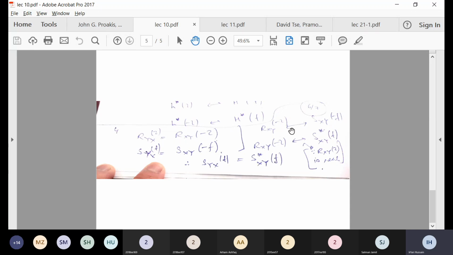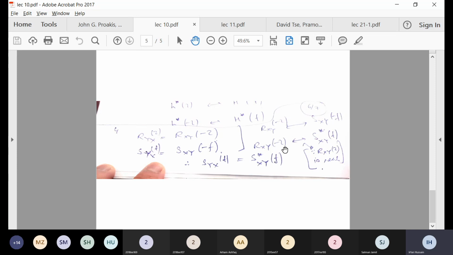This is r_xy of minus tau. This will be S_xy of minus f. All right, then I can say that r_xy of minus tau can also be written as S_xy conjugate of f, because again we know that this cross correlation is between two random processes, the cross correlation of two random processes, which are real.